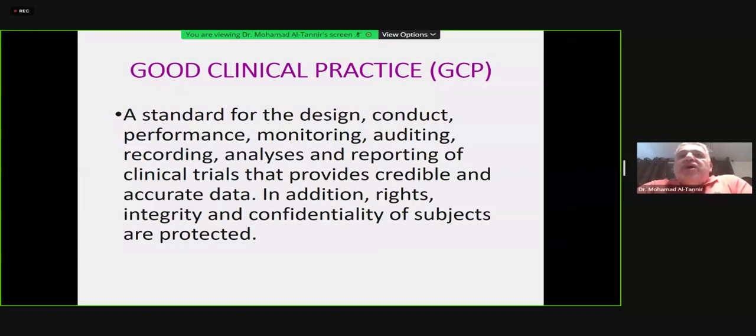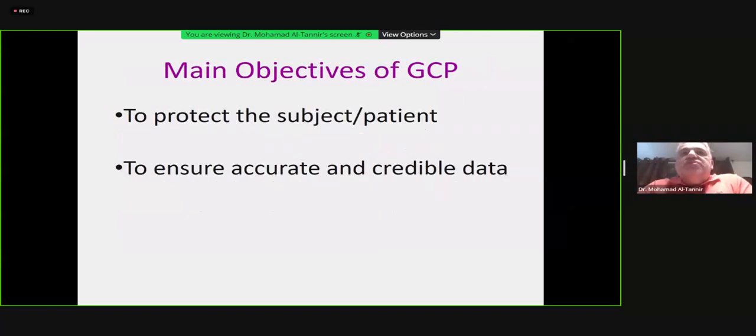In addition, to maintain rights, integrity, and confidentiality of subjects involved in any clinical research or clinical trial. Because, as you know, the majority of investigational products that are not yet registered in the market, usually the studies are conducted worldwide. In order to standardize all these trials worldwide, they came up with this good clinical practice to really unify the standards and come up with better credible data and strict integrity and protection of subjects participating in this research. So the two main objectives of good clinical practice are protecting the subject or patient involved in the research and ensuring accurate and credible data.